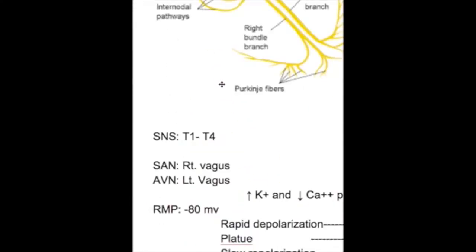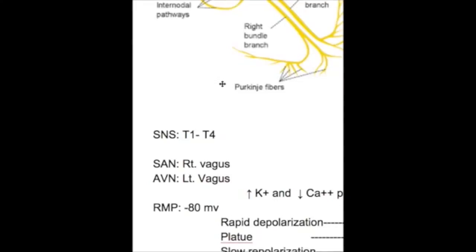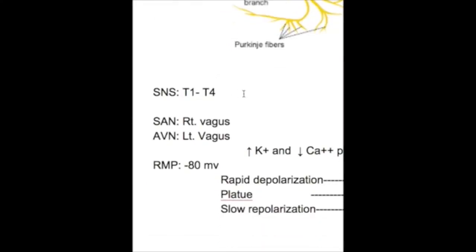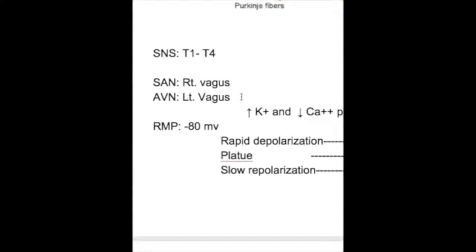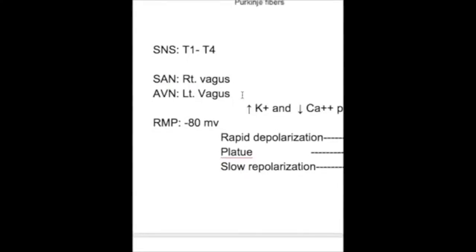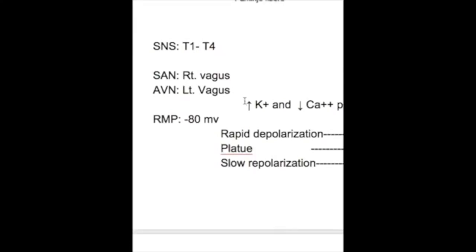What is the nerve supply to the SA node? Sympathetic nerves are from T1 to T4, and the parasympathetic supply for the SA node is from the right vagus, and for the AV node is from the left vagus. Why? Because the SA node develops from the right side of the body and the AV node develops from the left side of the body.